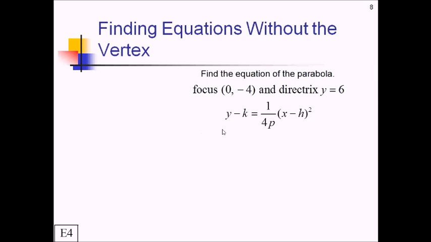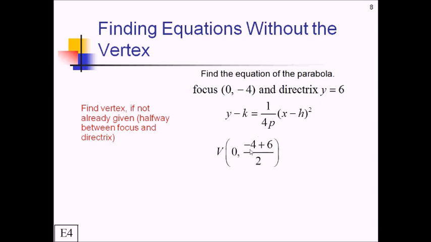H, k, our vertex, that's going to be halfway between the focus and the directrix. So you have to find the vertex if it isn't already given. Halfway between -4 and 6, averaging those together, that's going to be a y value of 1. So there's our vertex, 0, 1.